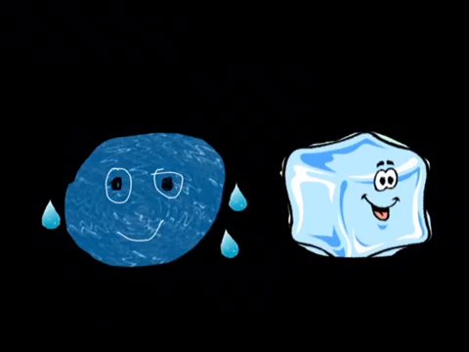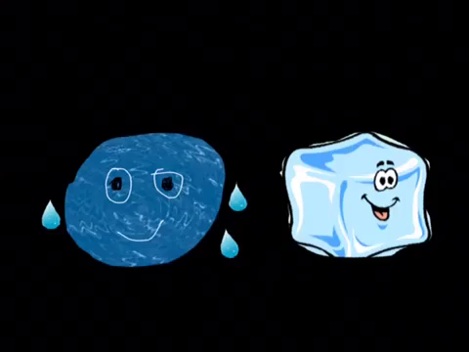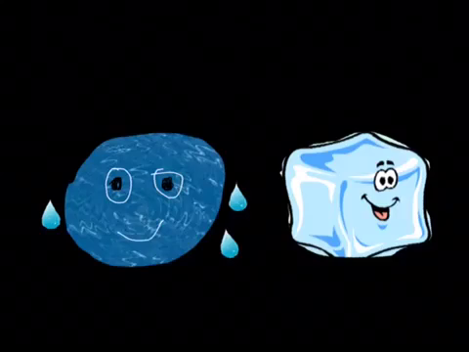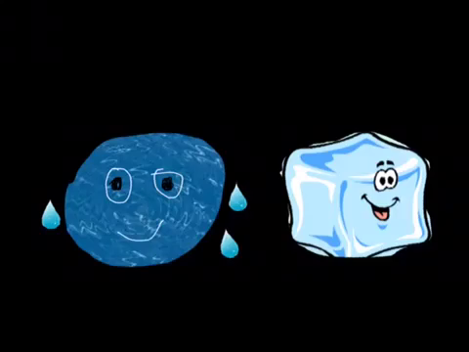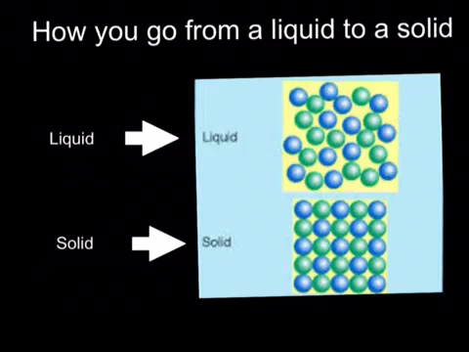Icy loved being a liquid and transforming into a gas, but he missed being his normal self. Blue told Icy that he needed to go home and get into the freezer if he wanted to be a solid again. How do you get from a liquid to a solid?